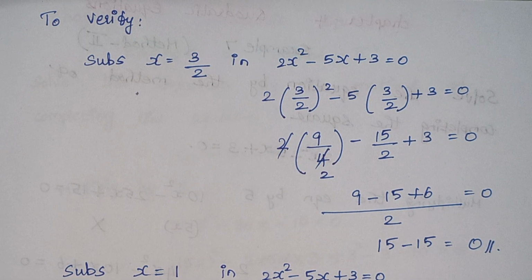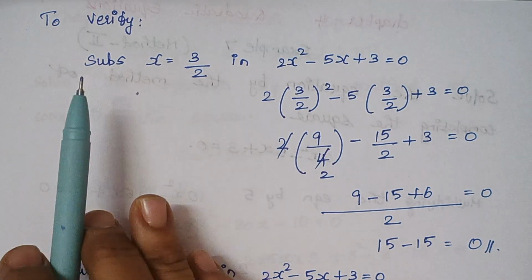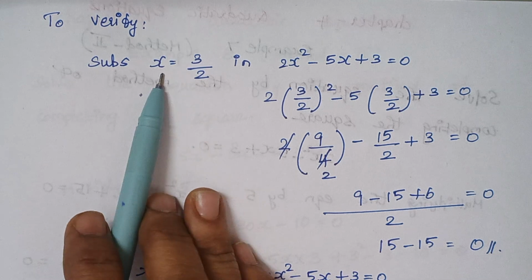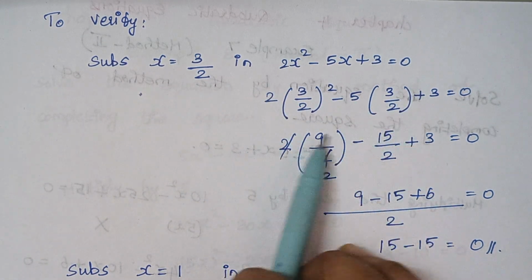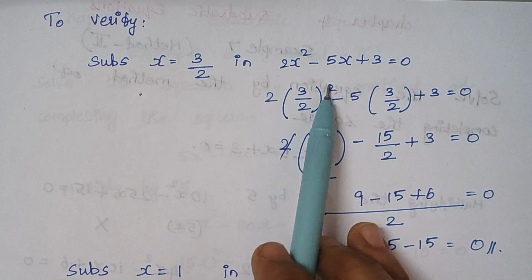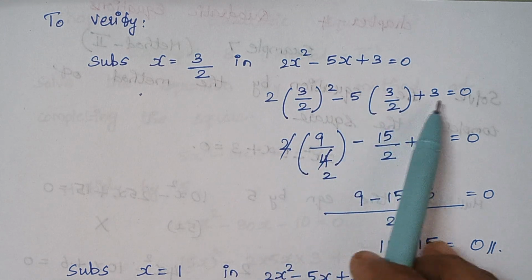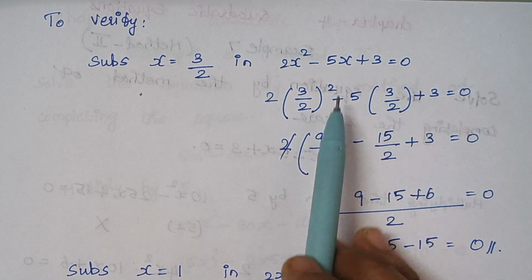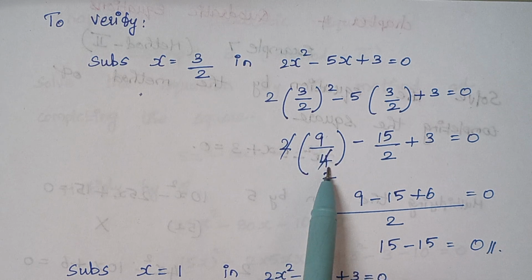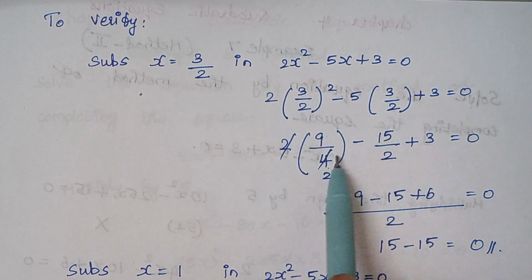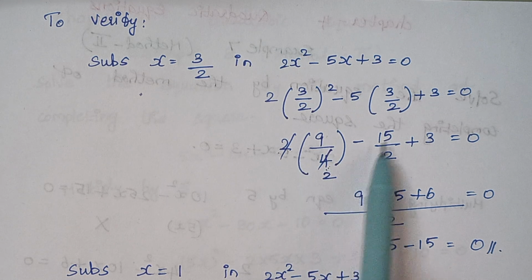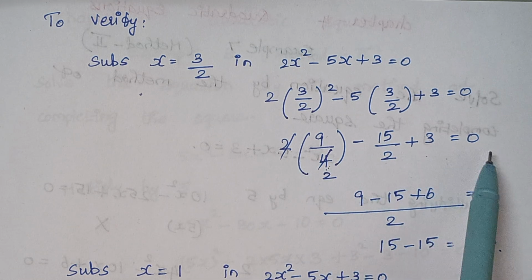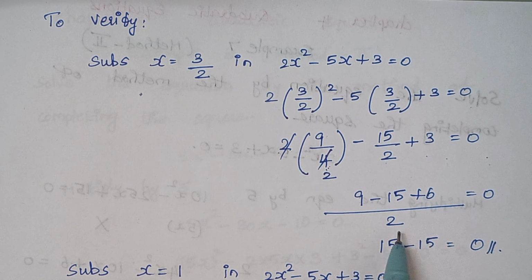So now we are going to verify. That is, we are going to substitute the value of x as 3 by 2 in this quadratic equation. So when you substitute the value, you see 2 into (3 by 2) whole square minus 5 into 3 by 2 plus 3 is equal to 0. So 3 by 2 whole square is nothing but 9 by 4. Okay, we are taking square, right? So again this 2 and 4 they get cancelled and we have 9 by 2 minus 15 by 2 plus 3 equal to 0. So when you take LCM, what happens?